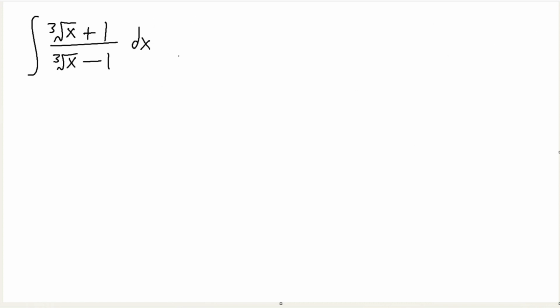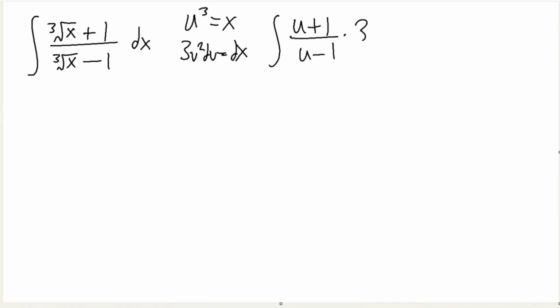This looks terrifying. Please do not try to conjugate this. Do not conjugate this. Please. As I know you want to have fun showing off your Math Olympiad tricks, but let's not do that, just for the sake of respectfulness. So 3u squared du is equal to dx. Then we have u plus 1 over u minus 1 times 3u squared du.